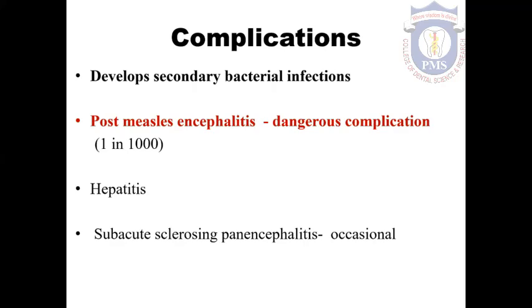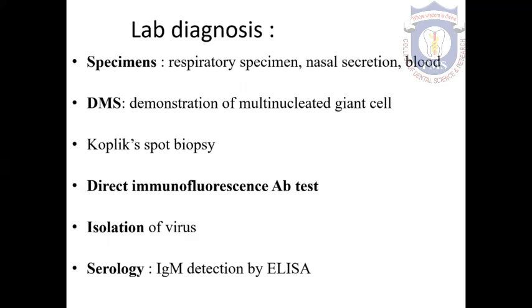Now, laboratory diagnosis. Specimens are nasopharyngeal swab, that is respiratory specimen, nasal secretion or blood. Antigen detection by using anti-nucleoprotein antibodies. Demonstration of virus in multinucleated giant cells on biopsy, and direct immunofluorescence antibody test. Isolation of virus is on monkey or human kidney cells or Vero cell line, which produces CPE as multinucleated giant cells. Antibody detection in serum can be done by serology. Reverse transcription PCR detects viral RNA.